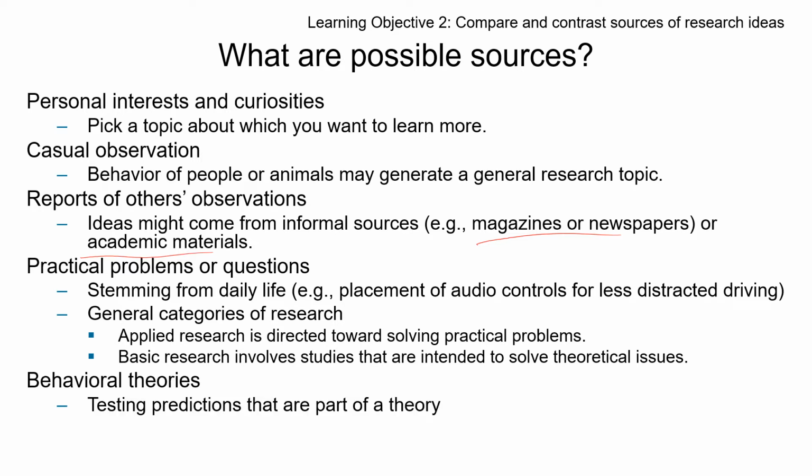And then there's just behavioral theories. You look at all the theories in psychology and the behavioral sciences, and you find that these theories have specific predictions on how people will act and behave in specific situations. Some of these have been tested, many of them have, but some of them have not been tested. So testing predictions that are part of a theory is a good source of finding a research idea.